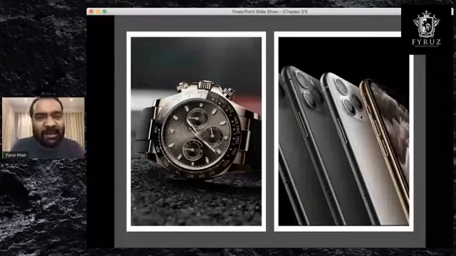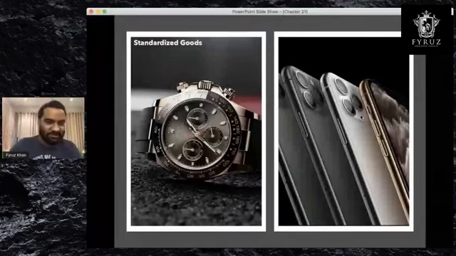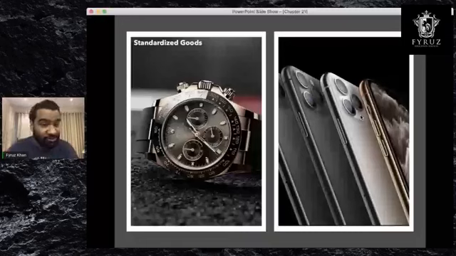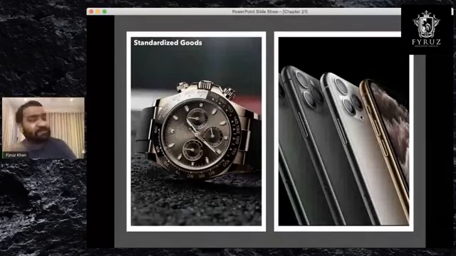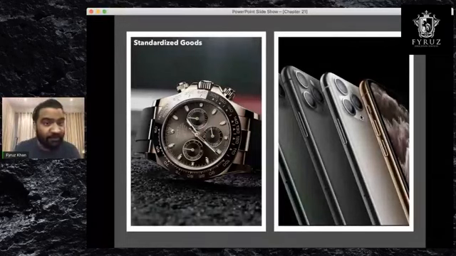So that is known as standardized goods. Standardized goods means all the products will remain the same. They will not change. They'll look the same, they'll function the same way, and costs may be the same. So that is standardization of goods.